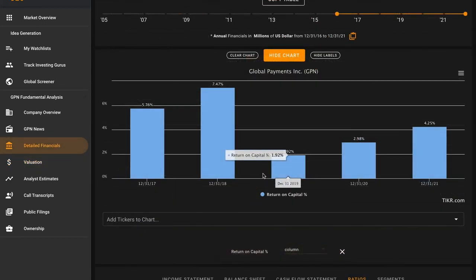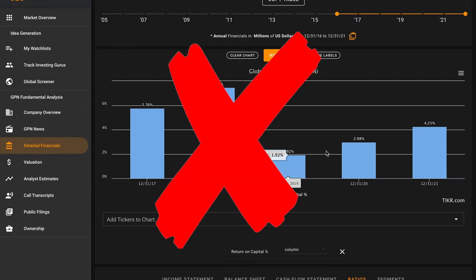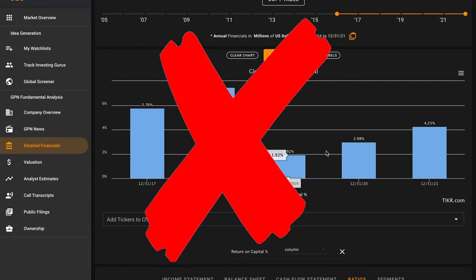Next, for pillar number two, we want their average five-year return on capital to be above 9%. So here we can see that Global Payments averages around this mid-single digits return on capital. And in fact, over the past 5 years, they've averaged 4.5% return on capital. So about half of that metric that we were looking for. This one's going to be another X.